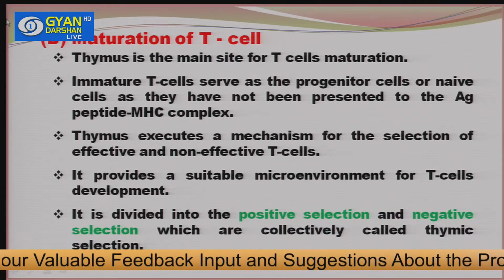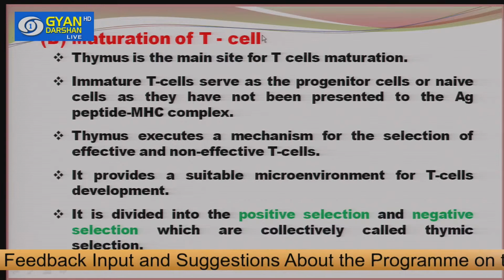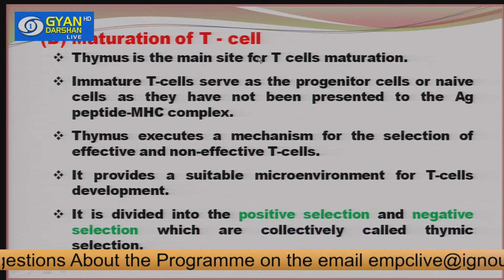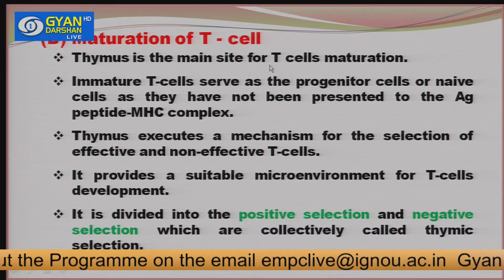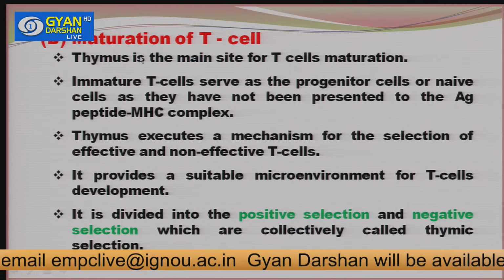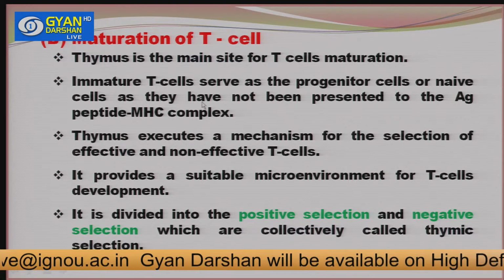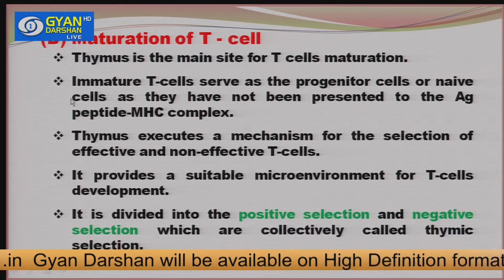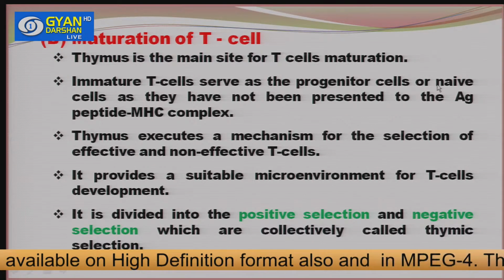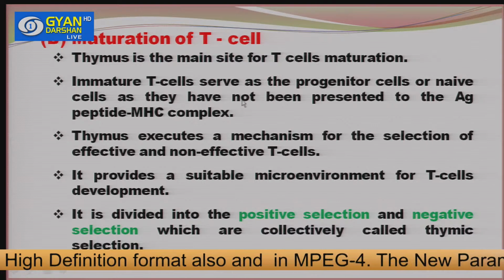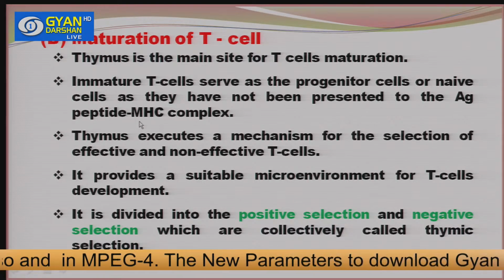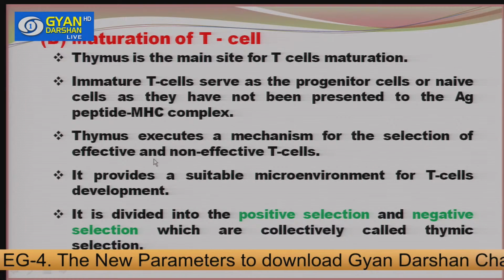And another thing I want to discuss is the maturation of the T cells. The thymus is the main site for T cell maturation. So your T cells are able to mature in the thymus, and mature T cells serve as progenitor cells or naive cells, as they have not been presented to the antigenic peptide or MHC complexes.